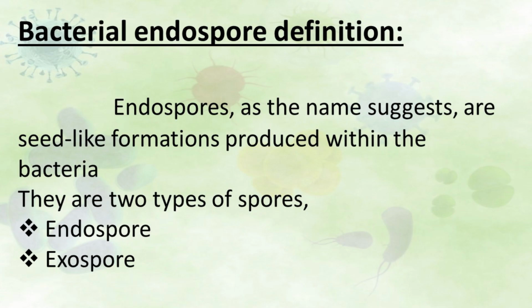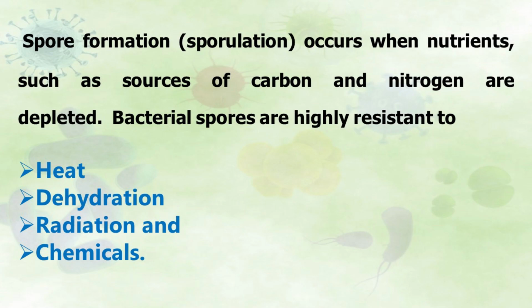There are two types of spores, endospore and exospore. Endo means inside the bacterial vegetative cell. Exo means outside the bacterial vegetative cell. Endospores are developed within the vegetative cell. Bacillus and Clostridium are the most studied endospore-forming bacteria. Spore formation occurs when nutrients, such as sources of carbon and nitrogen, are depleted. Bacterial spores are highly resistant to heat, dehydration, radiation and some disinfectant agents.